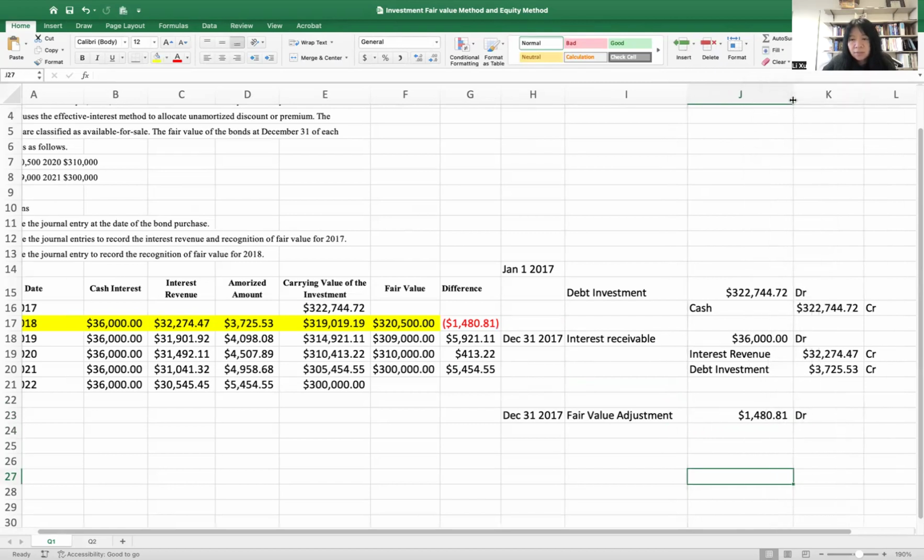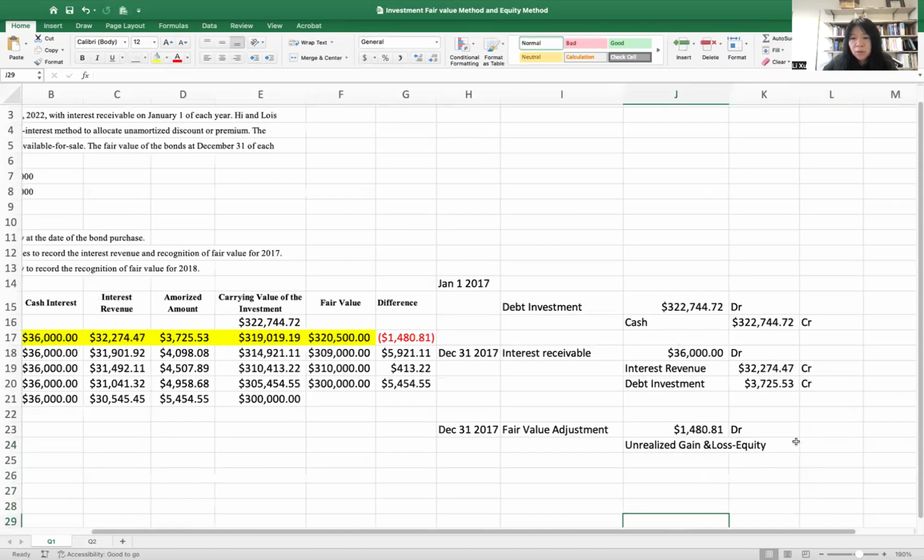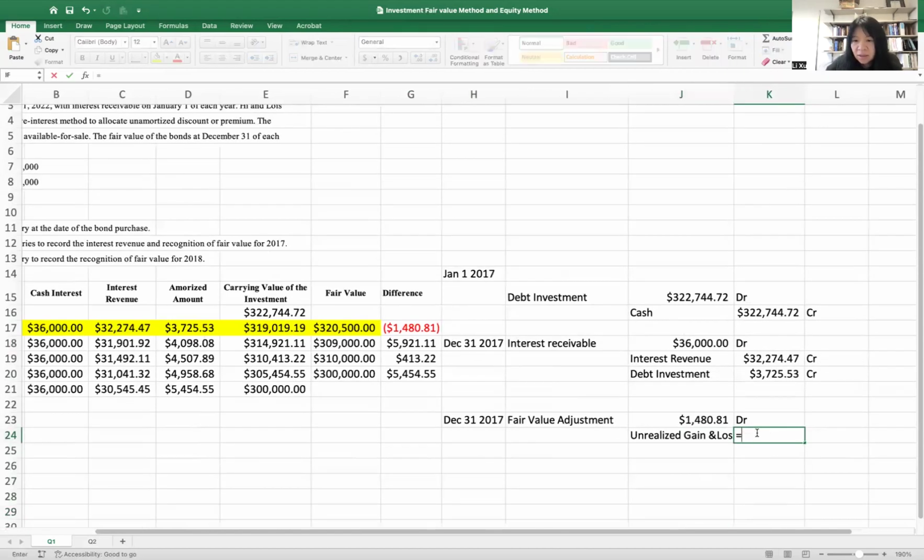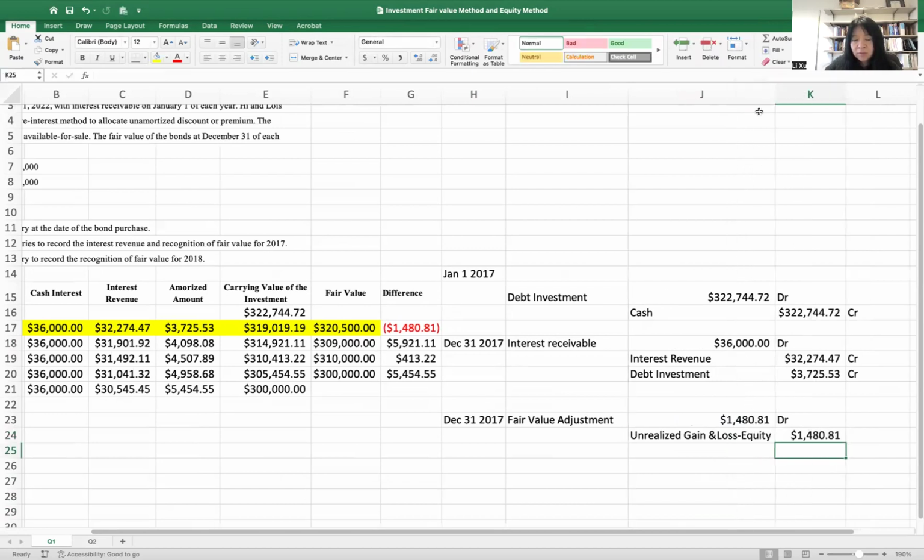Gains and losses. Remember here, because we're doing the available for sale, we should put equity here, and it's the same amount. Okay, so that's the journal entry we're going to make at the end of the year 2017 for fair value adjustment.